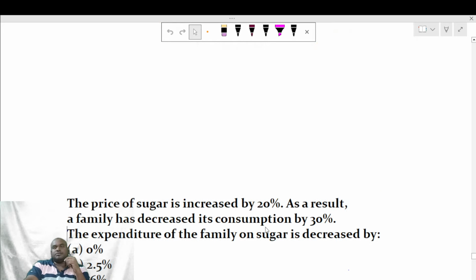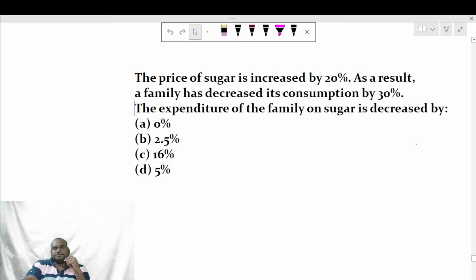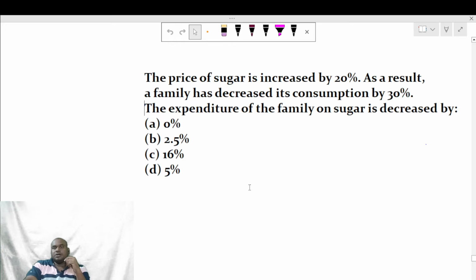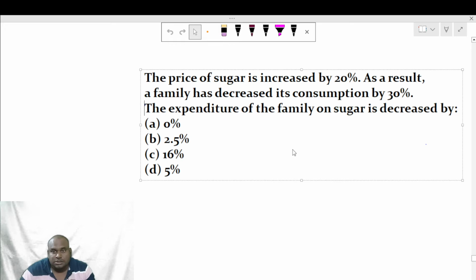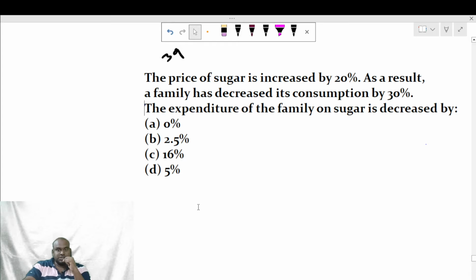So now we will go to the second question. Next question is the price of sugar. This is a tough question and you need concentration. The question number is 39 for us. I will explain the question first. You understand the question. Understanding the question is very important in solving.